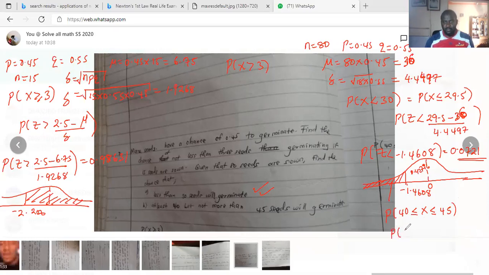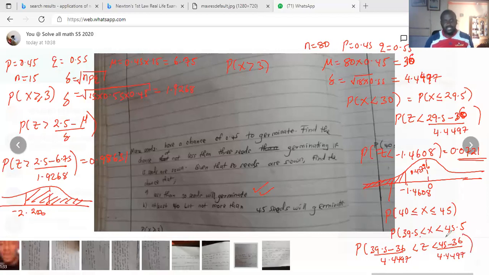When you are putting in the continuity correction, it will become 39.5 less or equal to X, less than X. We shall have less than what? 45.5. So standardized to Z, you'll have 39.5 minus the mean, which is 36 out of sigma, which is 4.4497, is less than Z, is less than 45 minus 36 out of 4.4497, close brackets. Learners can continue.